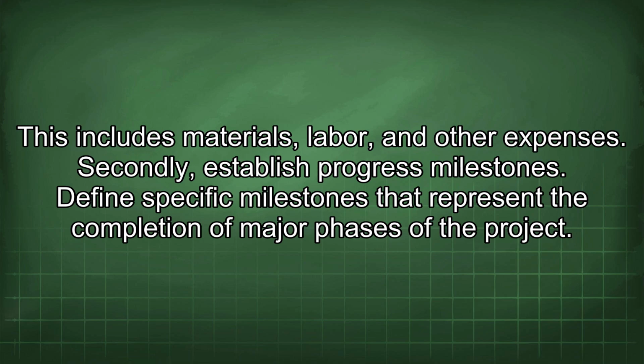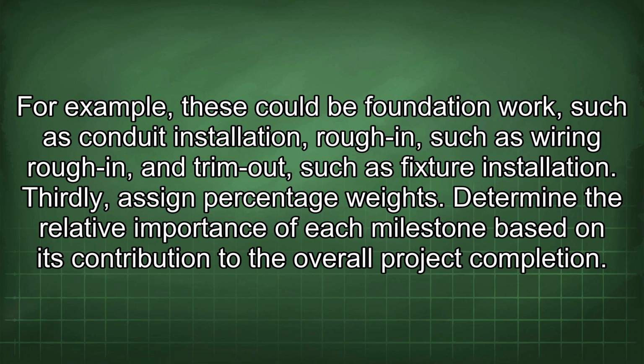Secondly, establish progress milestones. Define specific milestones that represent the completion of major phases of the project. For example, these could be foundation work, such as conduit installation, rough-in, such as wiring rough-in, and trim-out, such as fixture installation. Thirdly, assign percentage weights.